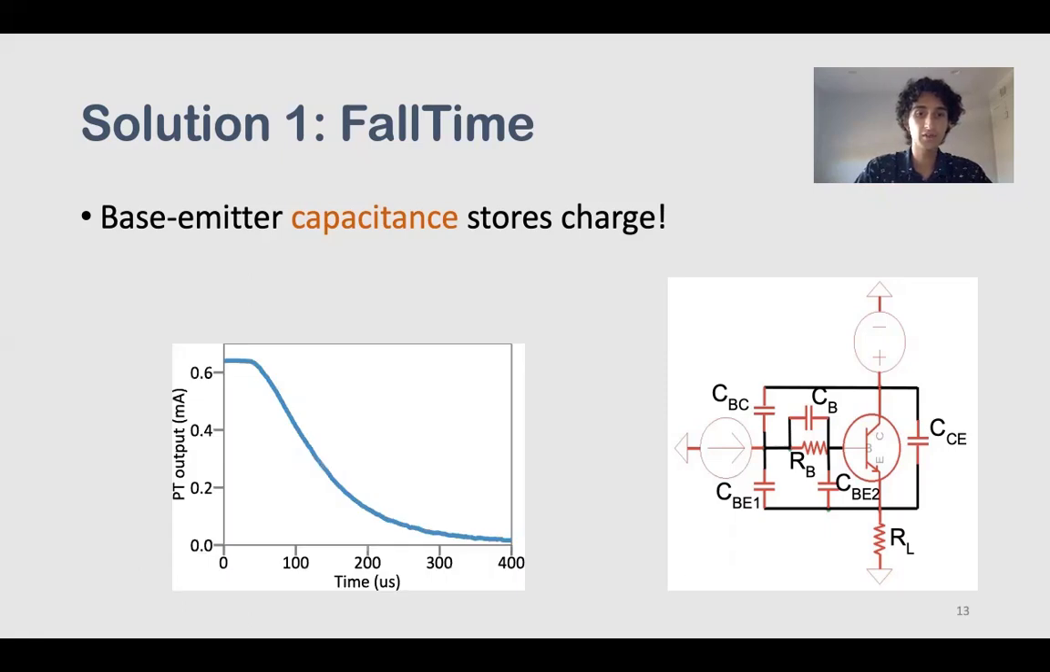So this graph shows the phototransistor's output after light is turned off. On the x-axis is the time after light is turned off, and the y-axis is the phototransistor's output. So rather than immediately falling to zero, it takes time because that capacitance between the base and the emitter has to discharge all of the charge that it has stored. So you see a curve that slowly decreases over time instead of decreasing immediately.